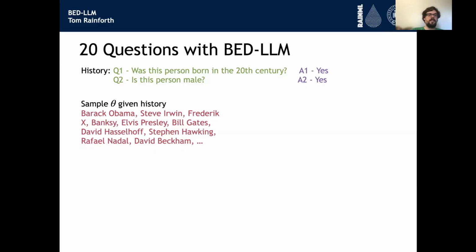To run this BED-LLM approach, there are two things we can do first. The easiest one to think about is that we can first sample some ground truths. This theta, remember, is what we're trying to learn about. And in the 20 questions problem, that theta is the ground truth person. So we now want to sample possible people that are consistent with that history. I'll explain in careful detail as we go forward how that's done. But for now, just assume we're using the large language model to generate these samples. So here, some people that are male from the 20th century would be things like Barack Obama, Steve Irwin, Frederick X, Banksy, Elvis Presley, and so forth.